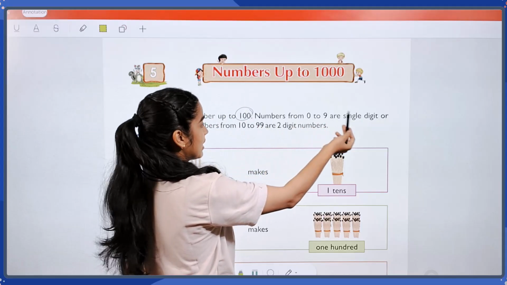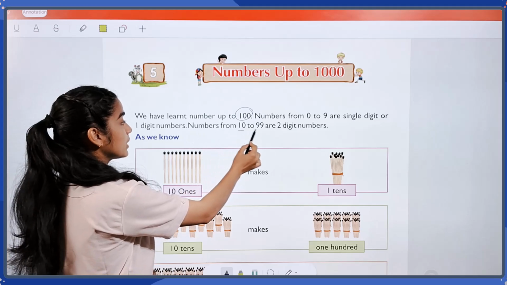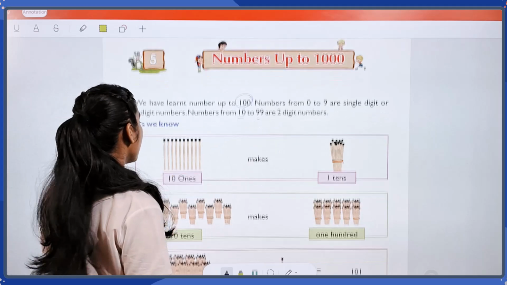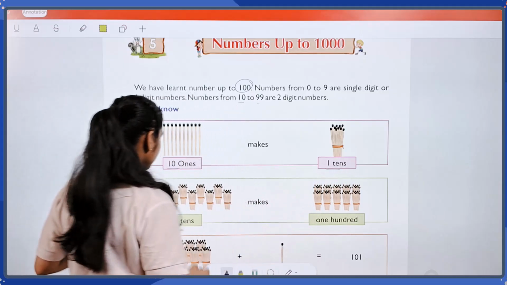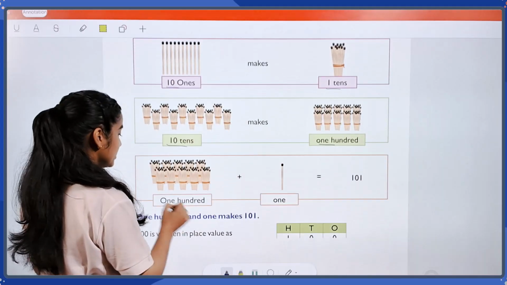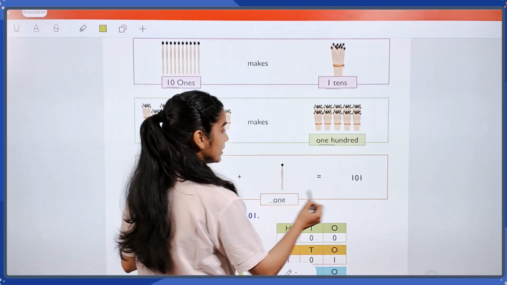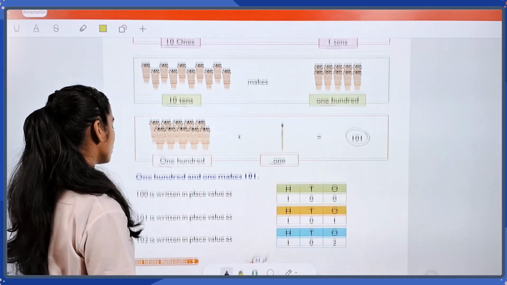Numbers from 0 to 9 are single-digit or one-digit numbers. Numbers from 10 to 99 are two-digit numbers. We know 10 ones make 1 ten, and 10 tens make 100. So 100 plus 1 is 101, which means it is a three-digit number.